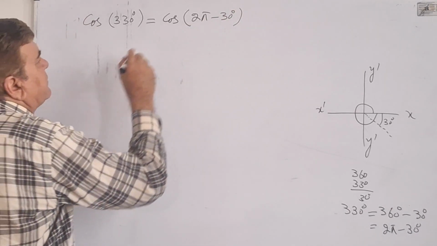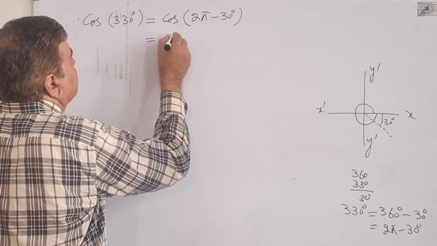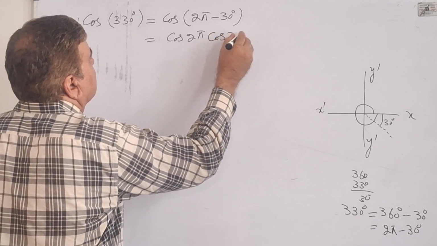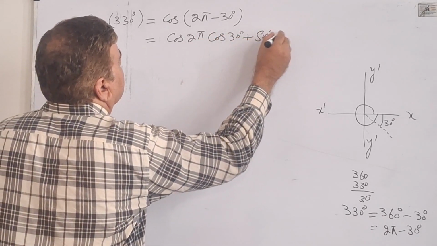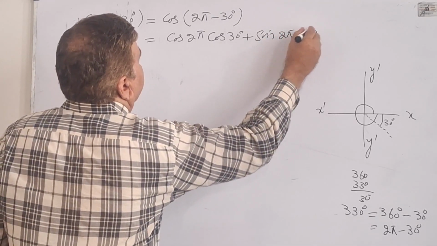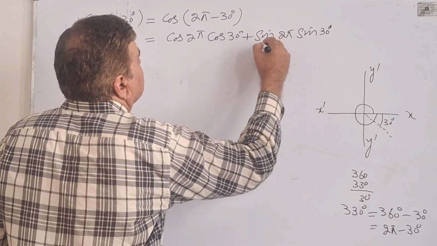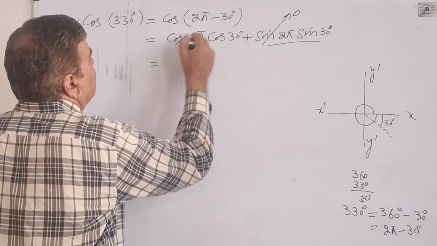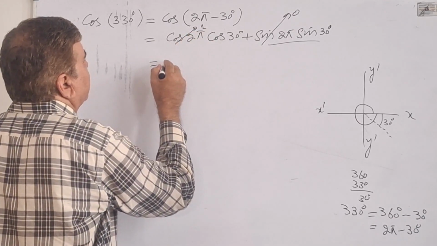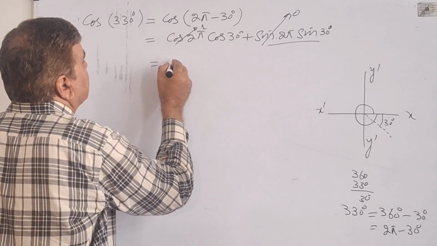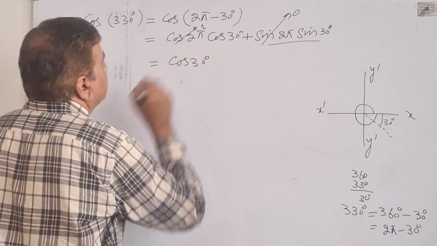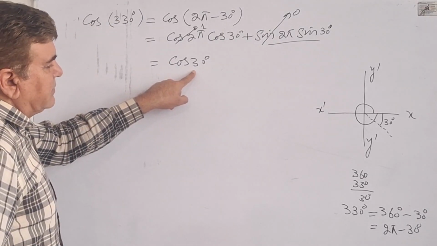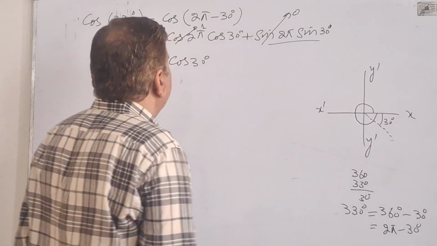And using the difference formula of cosine, we can expand this as cos 2 pi into cos 30 degrees plus sine 2 pi into sine 30 degrees. Since sine 2 pi is 0, therefore this whole term vanishes. And we also know that cos 2 pi is equal to 1, therefore it reduces to cos 30 degrees. That is, cos 330 degrees equals cos 30 degrees, and that's what we see always from here.